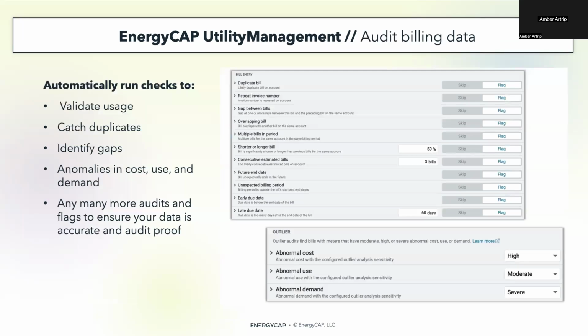Let's talk about the audits that we run. So you can see here, there's a slew of audits that we run, and you can control how you want these audits to behave on your data. So we check for things like duplicate bills, repeat invoice numbers, gaps in bill data, overlapping bills, you name it. And when we are running these checks, it is to validate usage, catch any duplicates, identify gaps in your data, help identify anomalies in cost and usage and demand over time, and so many other use cases just to help you ensure that your data is accurate and audit proof.